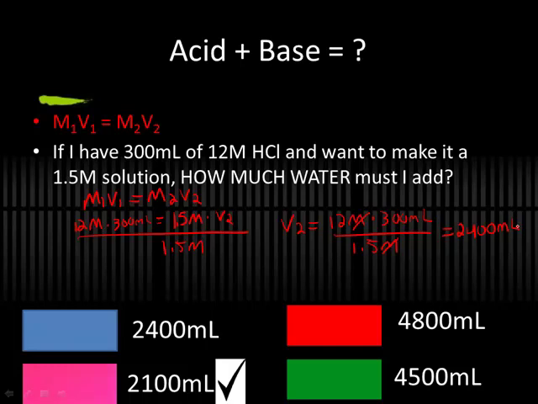But that's our total volume. Note, we already have 300 milliliters from our original solution. So we need to take the 2400 we need minus the 300 we already have, because we're just adding the water component to it to get our 2100 milliliters for the answer.